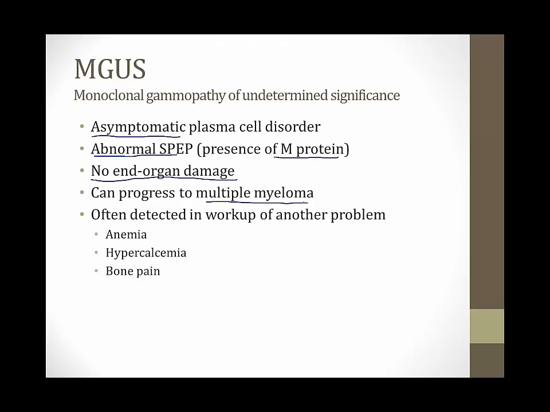It's often detected during workup of some other problems. So, for example, when someone has anemia or hypercalcemia or bone pain, an SPEP will be sent, and that will diagnose MGUS, but the patient does not have multiple myeloma.